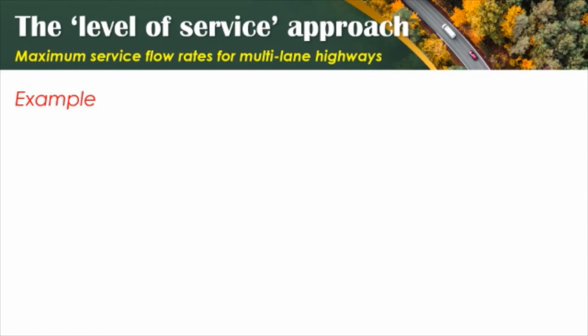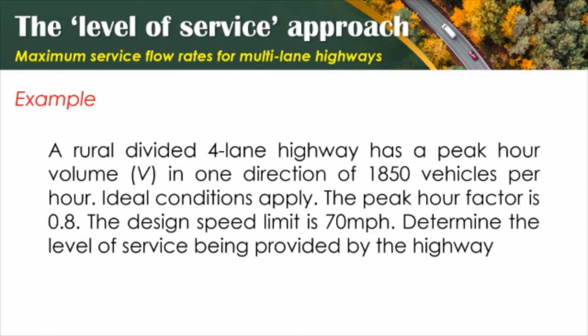Let's have an example. A rural divided 4-lane highway has a peak hour volume in one direction of 1,850 vehicles per hour. Ideal conditions apply. Therefore, there are no heavy goods vehicles, buses, or recreational vehicles in traffic. The peak hour factor is 0.8. The design speed limit is 70 miles per hour. Determine the level of service being provided by the highway.